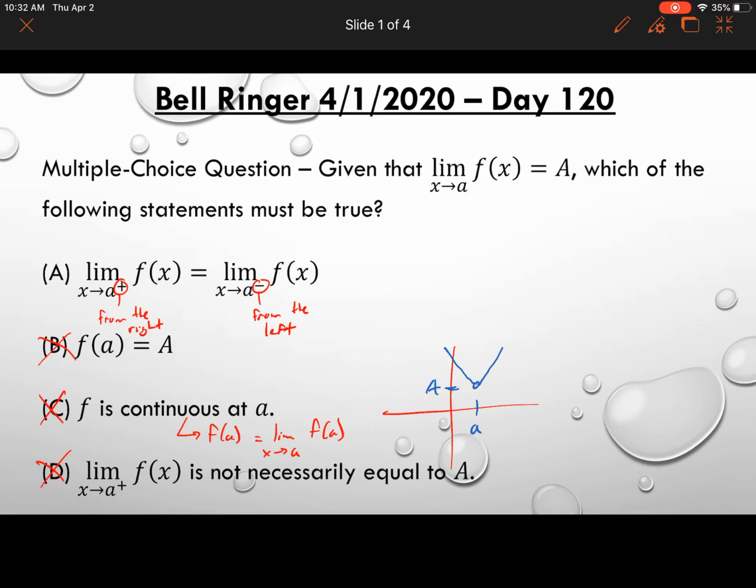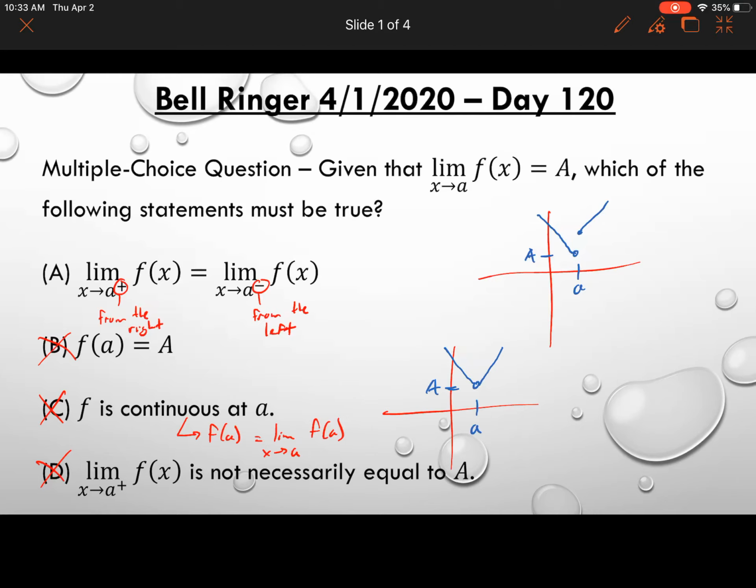As opposed to, let's say we had a graph such as this. Let's use the same idea. We have a graph that does that, but let's say we have a graph that does this, so we'll call this A. As we see here, from the left, it approaches capital A, but from the right, it approaches a completely different Y value. We call that capital B, doesn't really matter. All we know is that it's different than capital A.